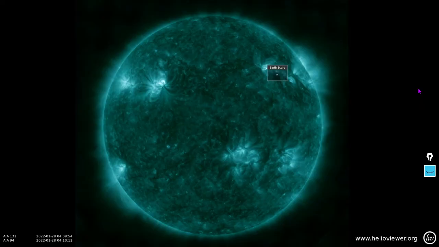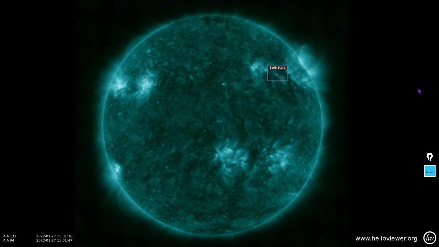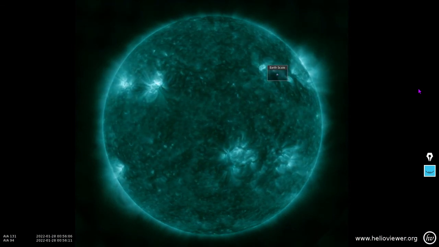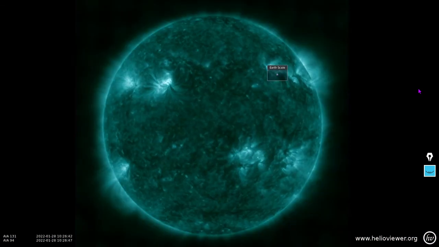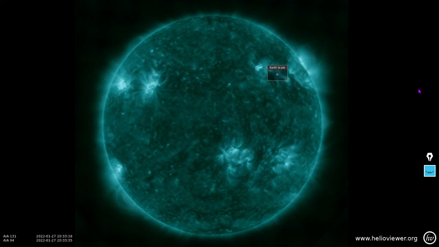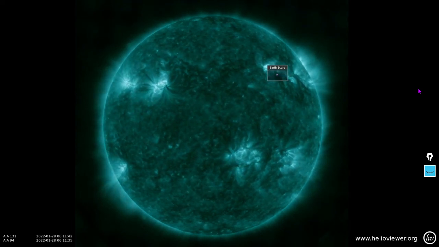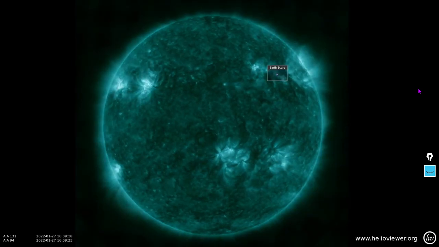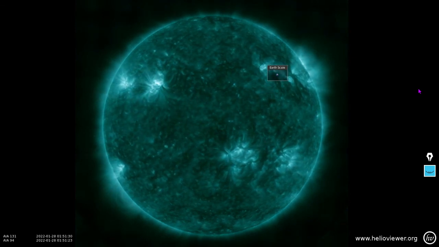And let's close out our bonus feature segment here with a full disk view. This is composite imagery here. 131 and 94 angstroms are the best wavelengths from the SDO through which to view solar flares because of their temporal resolution.